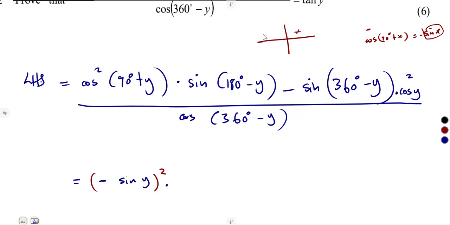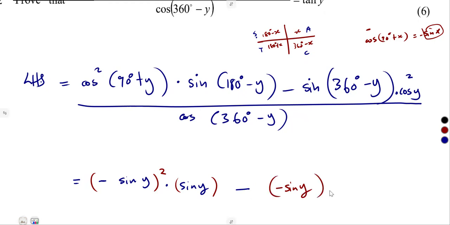Remember, if this is x, this is 180 degrees minus x, 180 degrees plus x, 360 degrees minus x as positive angles. So that's in the second quadrant, and that is the quadrant for what? For sine from our CAST. So sine will be positive there. Sine of y. All right. So these two be multiplied together. We subtract sine of 360 minus y. 360 minus, that's the fourth quadrant, and that's for cos. So sine there is what? Is negative. So that's negative sine of y times cos squared y.